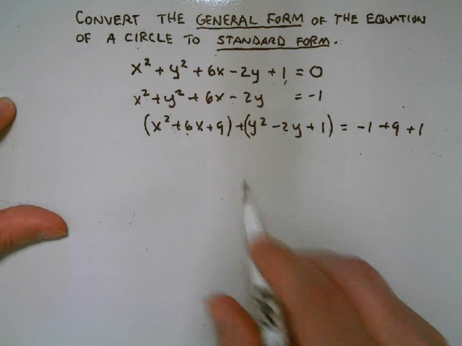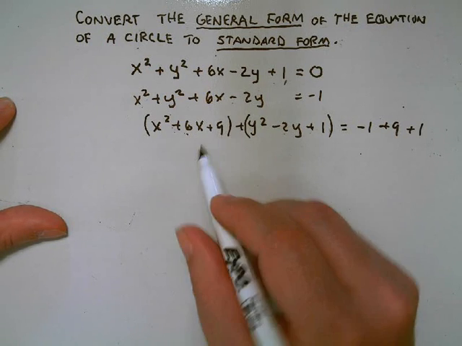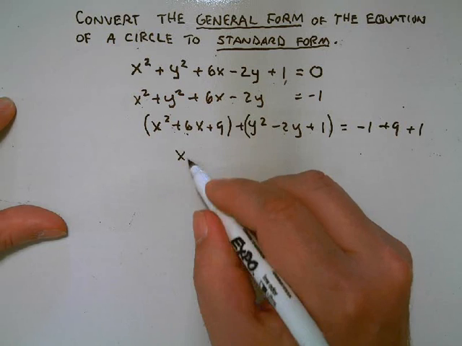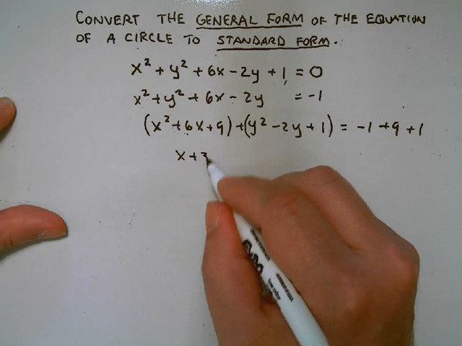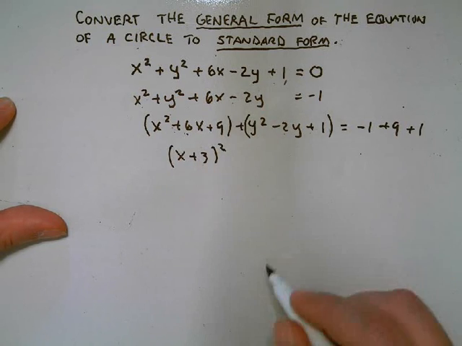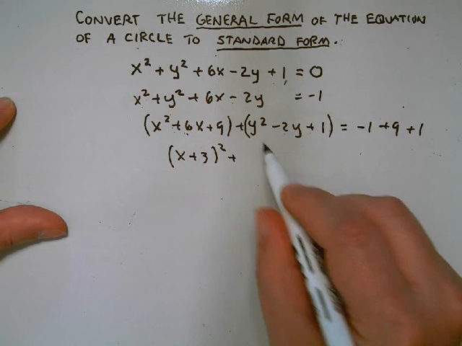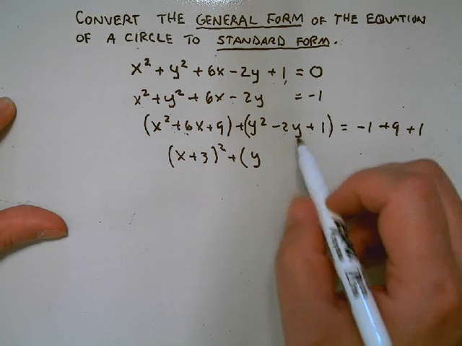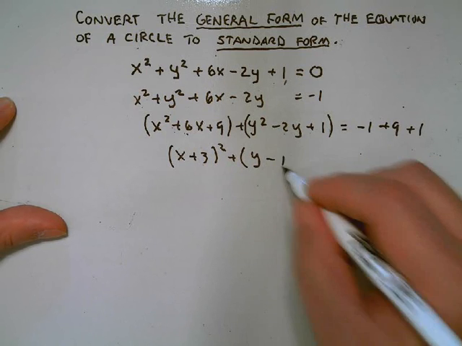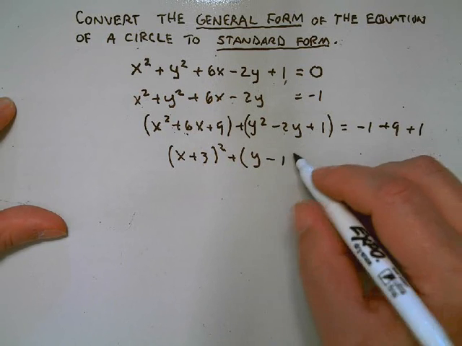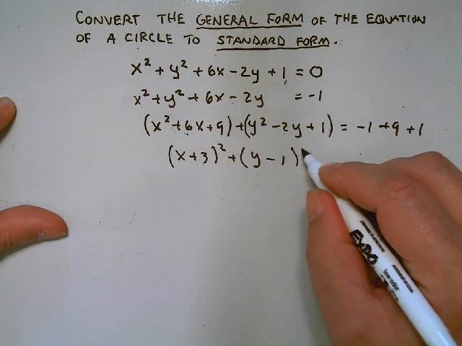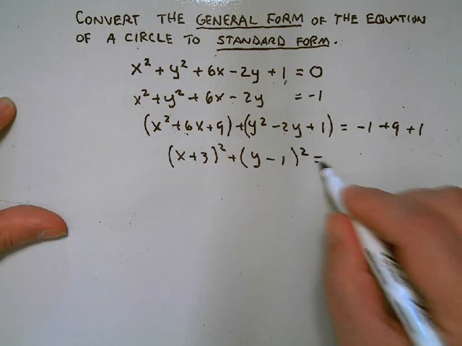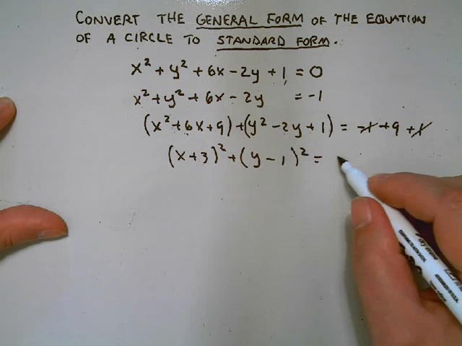Now, these are perfect trinomial squares, so this would be an x plus 3 quantity squared, and this would be a y minus 1 quantity squared, and these two cancel out, so you're left with 9.